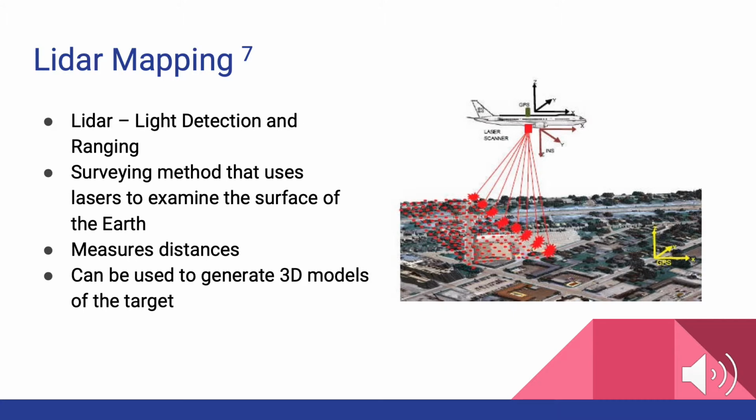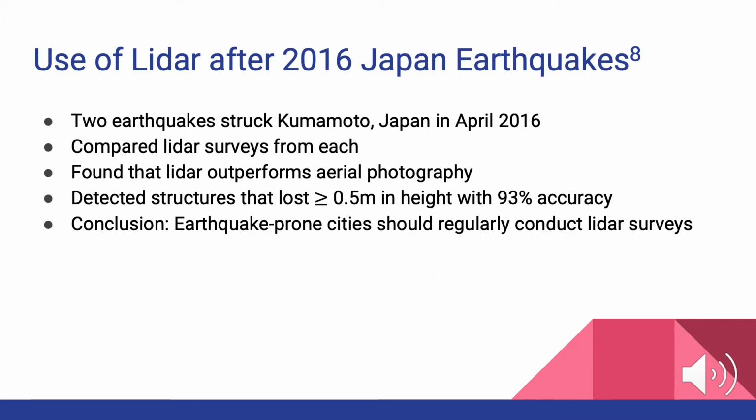The next method we looked into with regards to structural assessment after disaster is LiDAR mapping. LiDAR stands for light detection and ranging, and it's a method that uses lasers to measure the distance from the surface of the earth to the aircraft. With this information, one can generate 3D models of the surveyed land and detect differences in height. Researchers found that LiDAR surveying was very effective in detecting structural damage after the 2016 earthquakes in Japan.